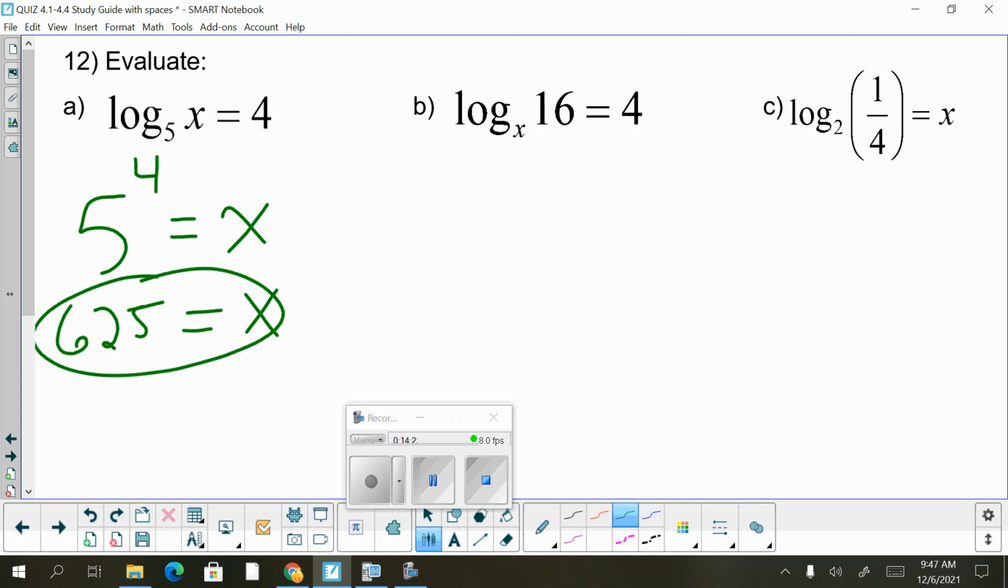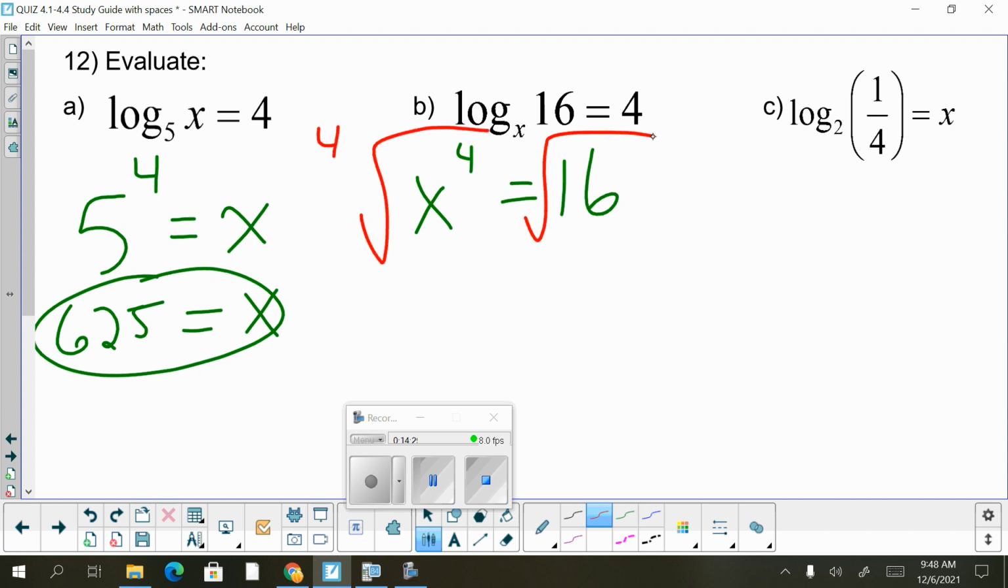And this one in exponential form, it'd be x to the 4th is 16. So we can use the 4th root to solve. Now you cannot have a negative base for a logarithm, so we only want the positive answer, 2.